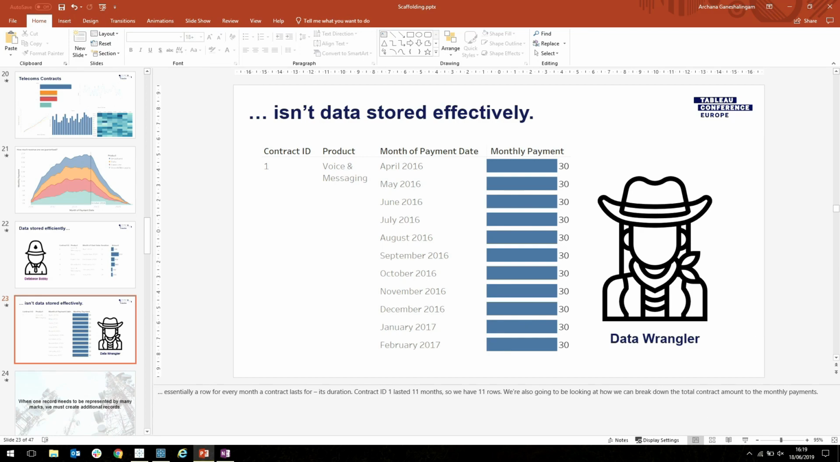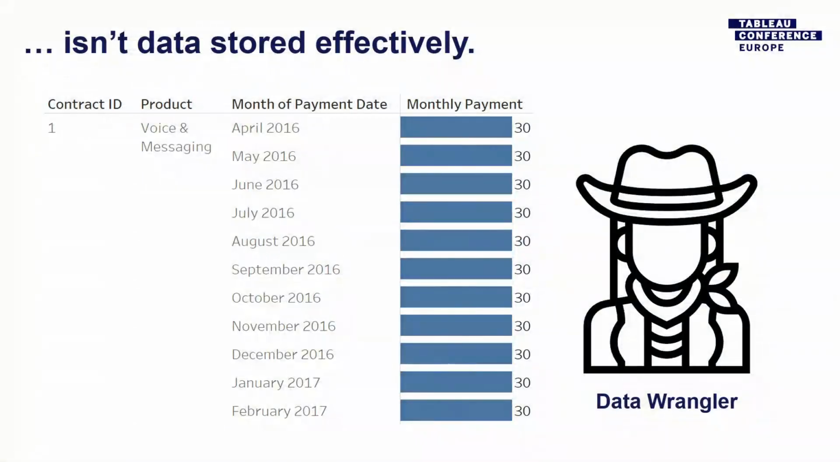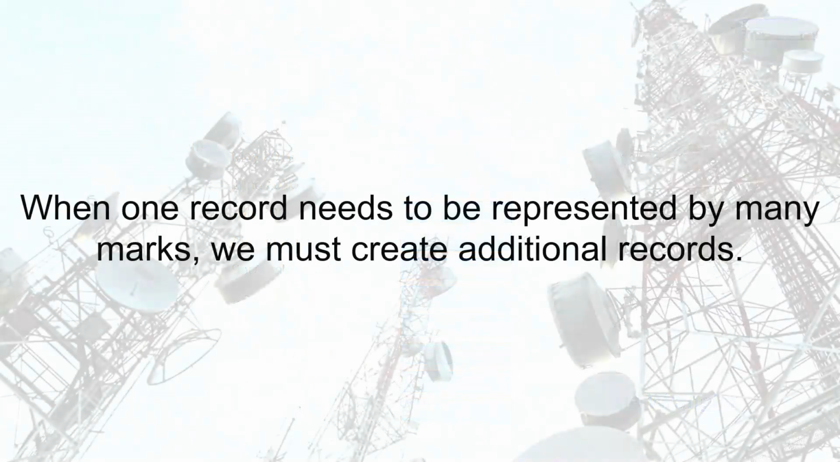So let's go ahead and recap this one. In this specific example, to understand when our customers needed to pay, we needed a payment day field. So we used the scaffold table to pad out the data from the start date through the duration of the contract. We learned that when one record needs to be represented by many marks, we need to create additional records. And we join our data to a scaffold table that has as many records as the maximum number of times a record might need to be represented. So in our example, the scaffold table was 24 rows because a contract can last a maximum of 2 years.